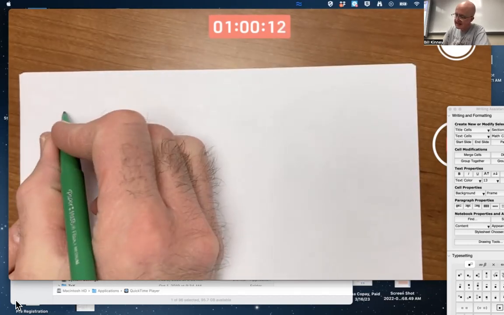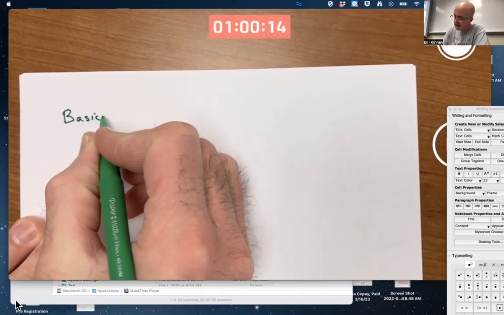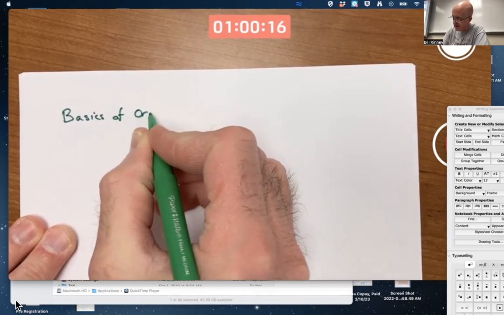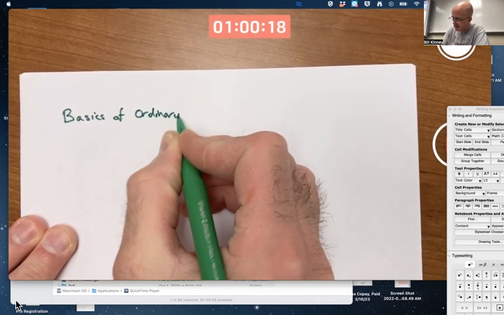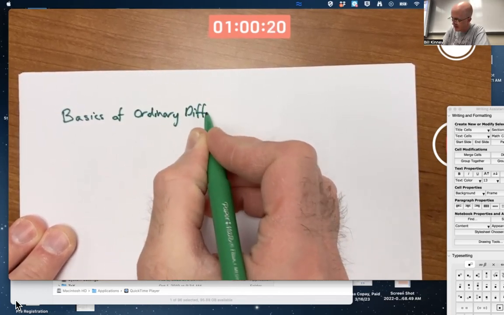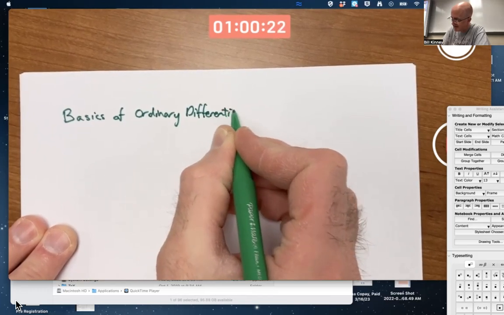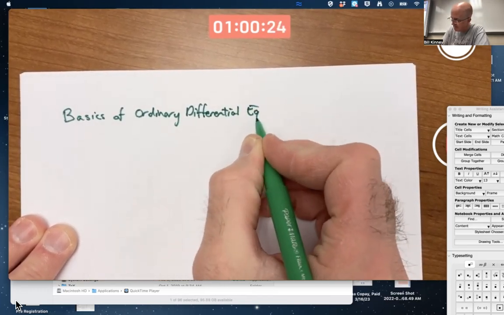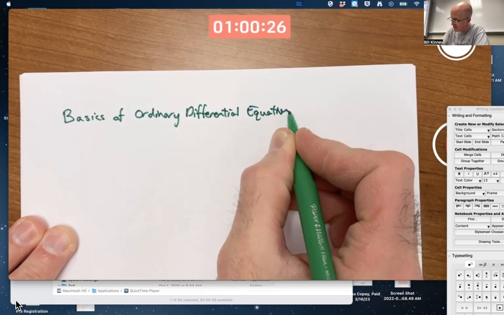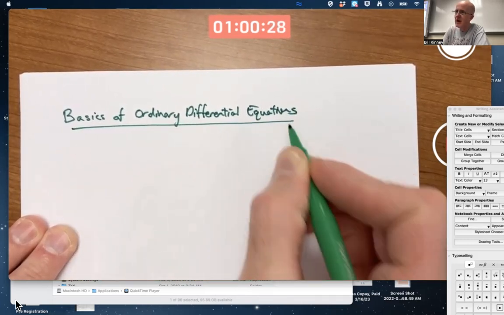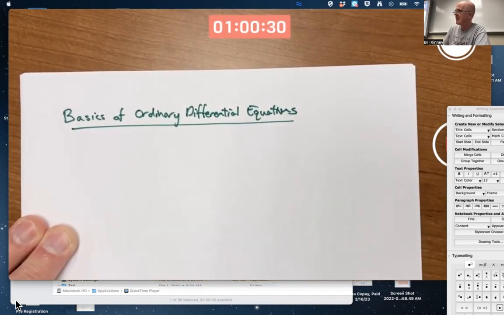So this is the basics of ordinary differential equations here in a numerical analysis class. Most, if not all of you, have learned some differential equations in the past, but even if you haven't, I do want to help you enough that you can do what you need to do for this class.